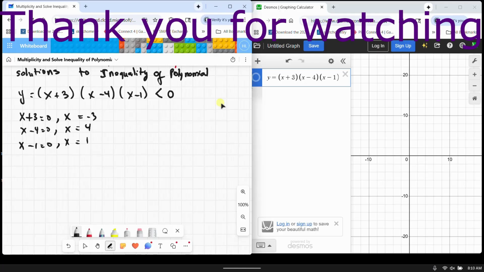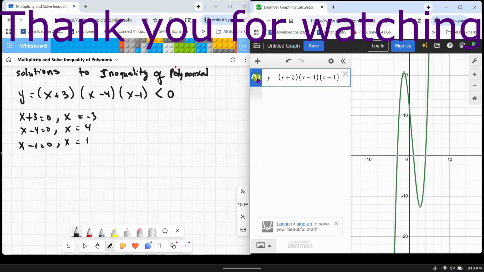Okay, so we need to find the interval, all the solutions of x that make this y less than 0. Let's see what the graph looks like. I have put it in there, so that's what it looks like. The three solutions, if this function's y equals 0, are negative 3, 1, and 4. And that's what we have here. Those three are the x-intercepts. So now we need to solve for less than 0.